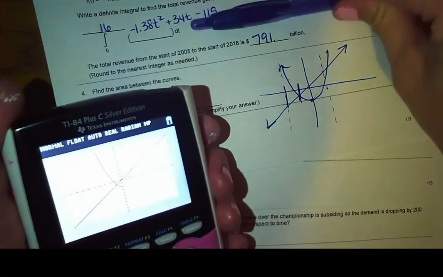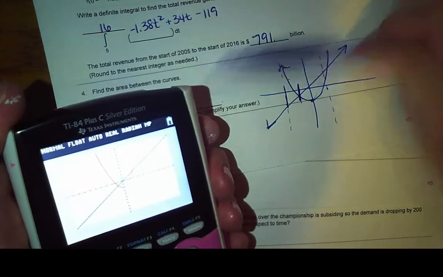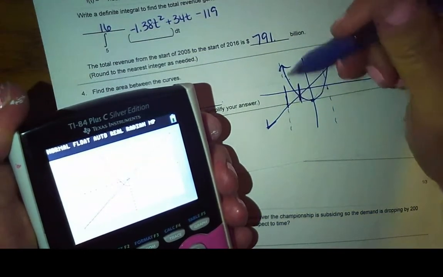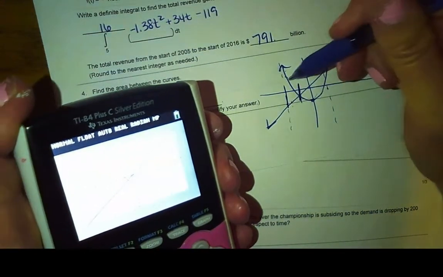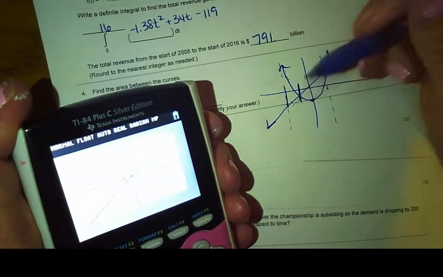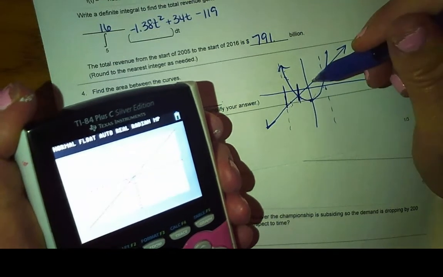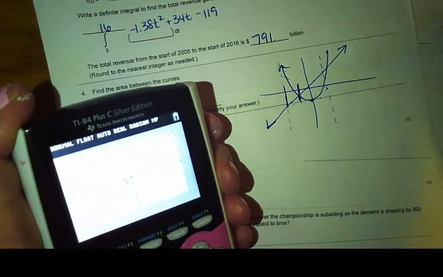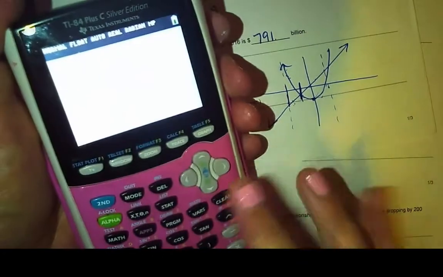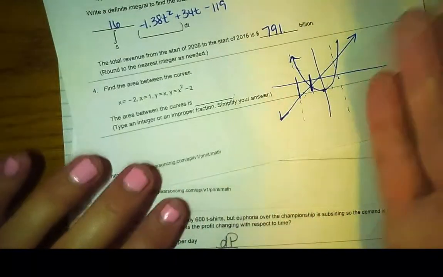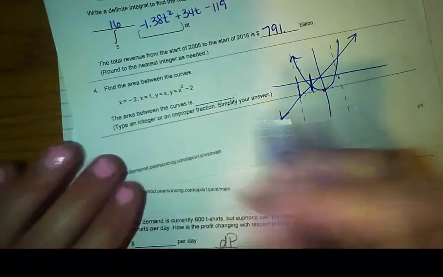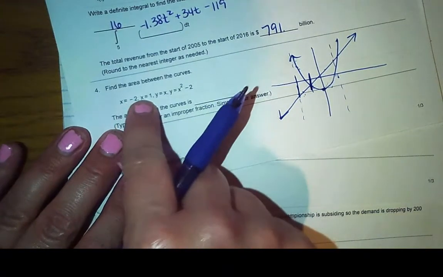So literally, if you're just skating this thing down, when I compare the parabola to the line from -2 to -1, the parabola is on top and the line's on bottom. But from -1 to 1, sorry, the line is on top and the parabola is on bottom. So we're going to have to add together two different things. What we do first is you always do top minus bottom. I'm trying to go from -2 to +1.